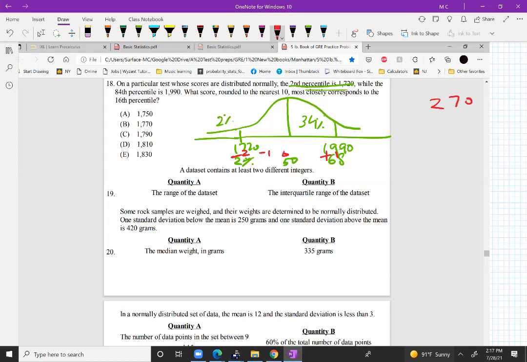So actually the standard deviation must be 90, because if it's 90 times 3, that would have worked out perfectly. So the mean is going to be 1900. This is going to be 1810. See, that works out well.